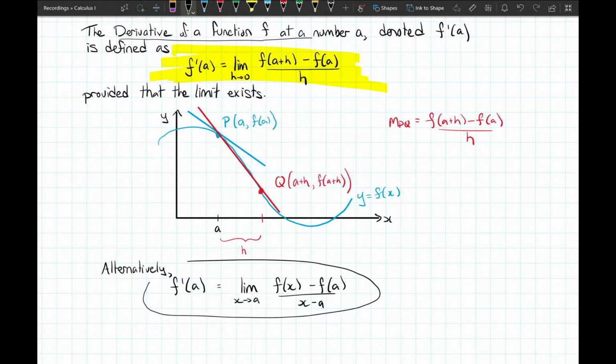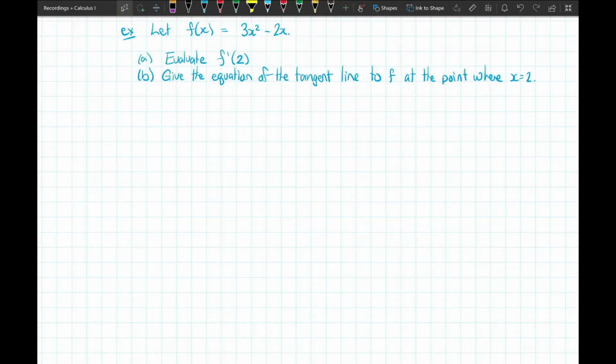Now let's try using a very simple function, but look for the derivative to come up with the slope of the tangent line. And from there, we can even form the equation of the tangent line. Okay, well, let's start off with a nice looking function such as a quadratic. f of x equals 3x squared minus 2x. Now, first of all, let's just see if we can evaluate the derivative of that function at the number 2, when x is equal to 2. And that's going to lead us into our second part here of giving the equation of the tangent line to f at that same point where x equals 2.